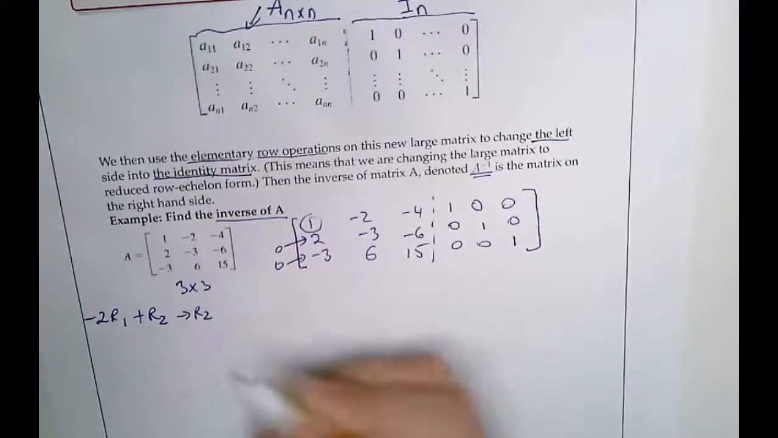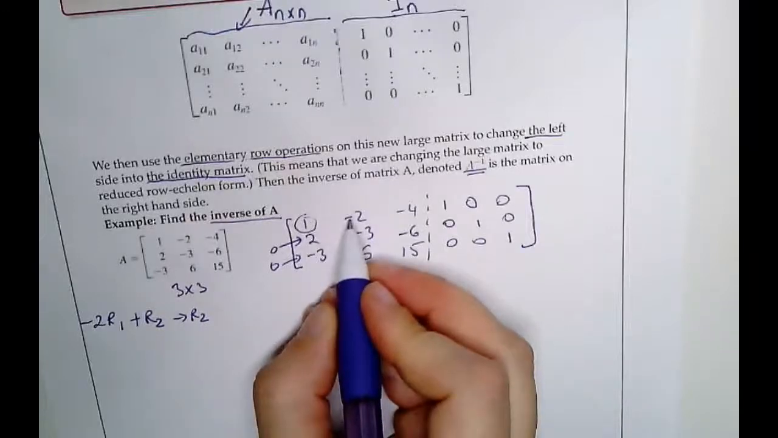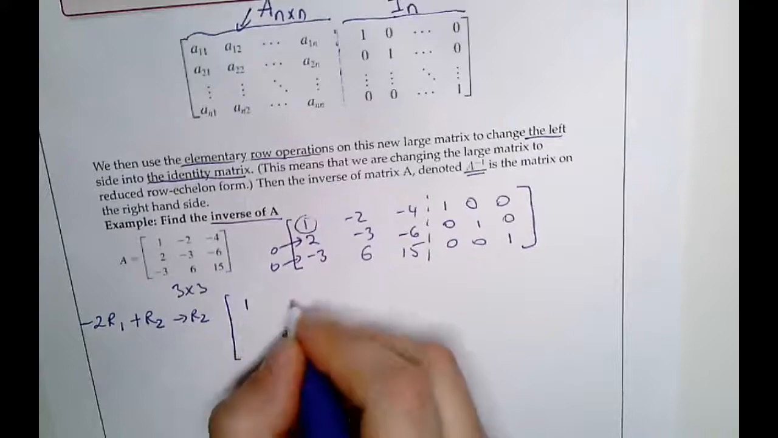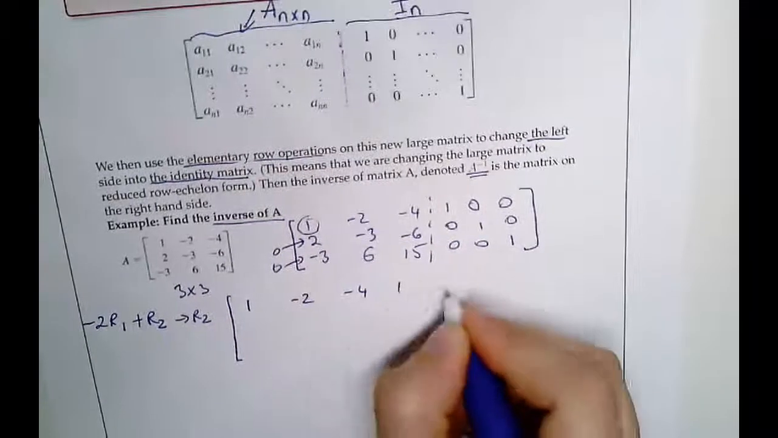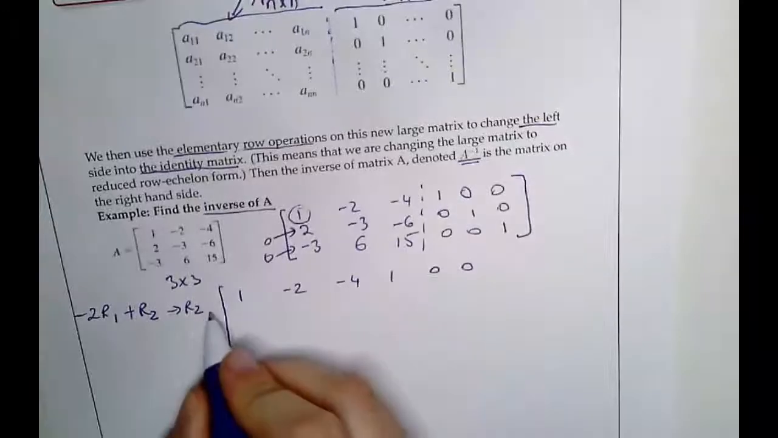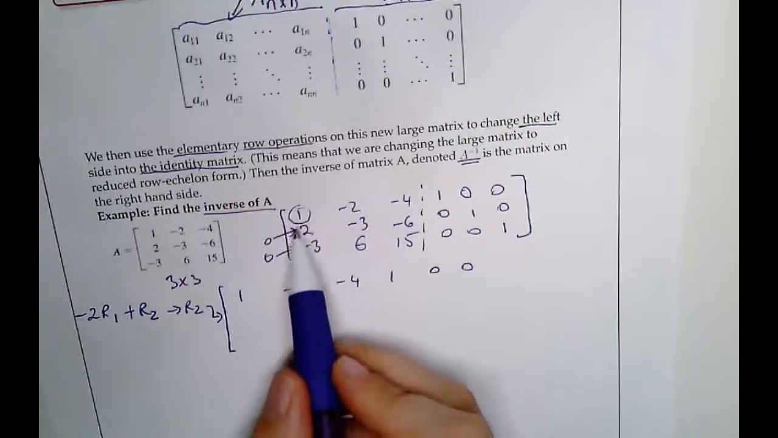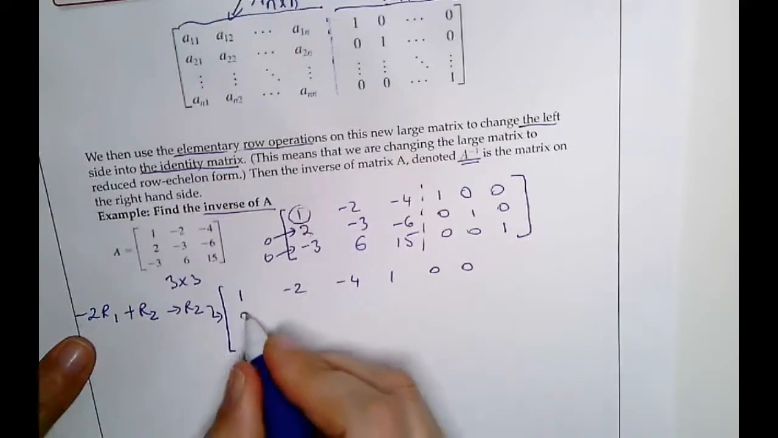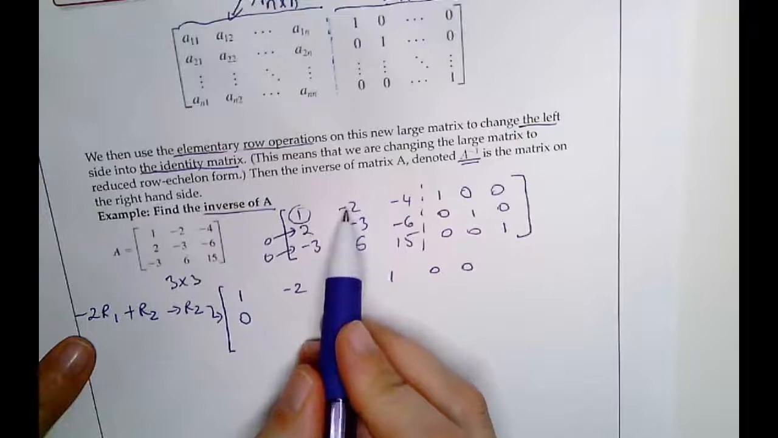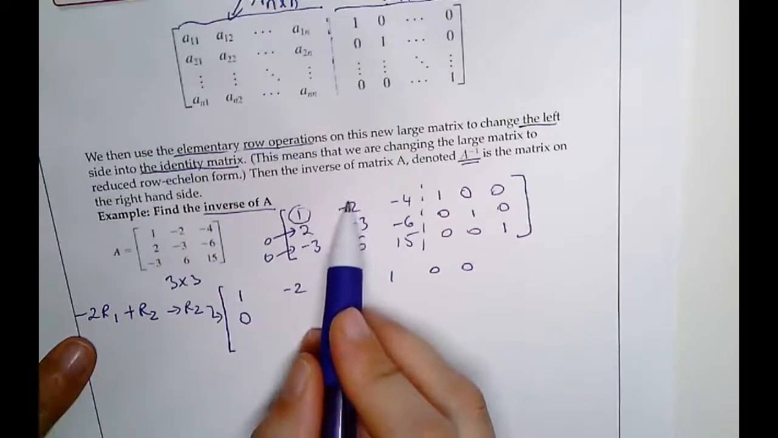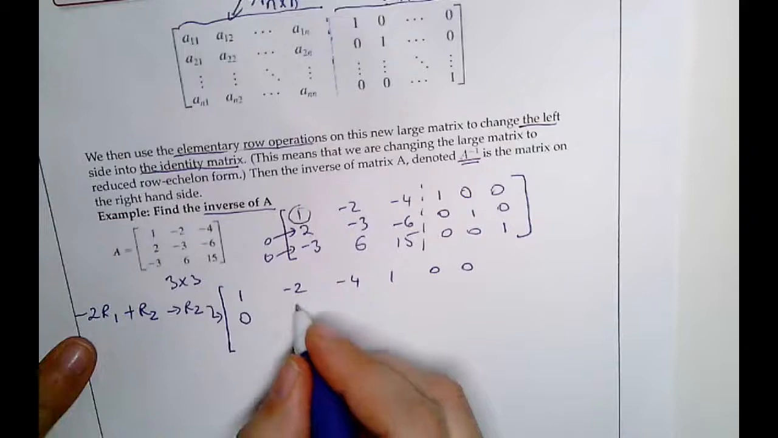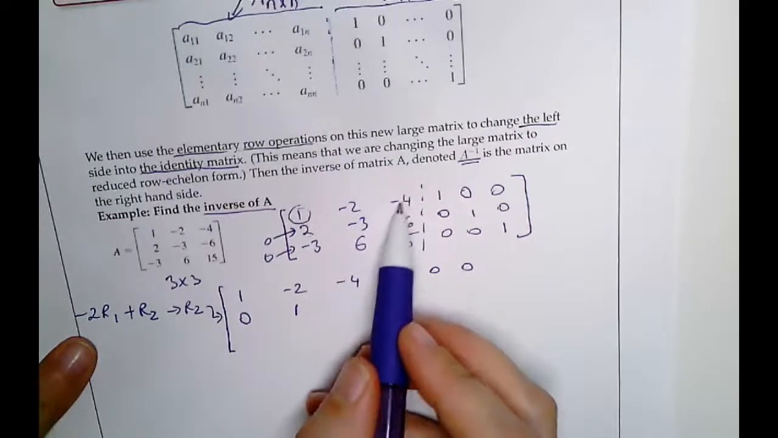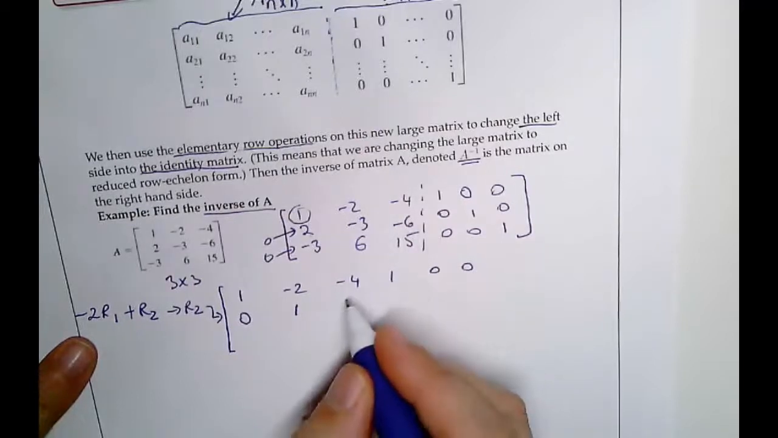So this is how row 2 is going to change. Row 1 stays the same. I didn't do anything to row 1, so I'm just going to copy it. And now in row 2, negative 2 times row 1. So negative 2 times 1, that's negative 2 plus 2, that's a 0. Negative 2 times negative 2, that's a positive 4, minus 3, that's a 1. Negative 2 times negative 4, that's positive 8, minus 6, that's a 2.